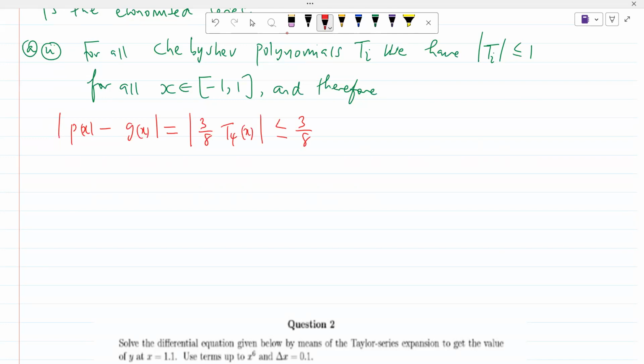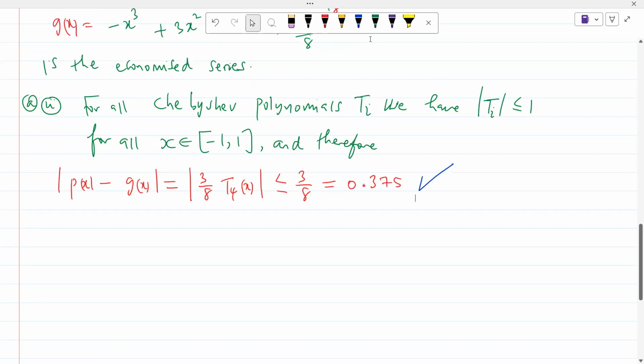And this 3 over 8 is the same as 0.375 as a decimal fraction to 3 decimal places. That is what we got, because they said give the upper limit of the absolute value, and the upper limit of the absolute value is clearly this one, 3 over 8. So we look at the next question.